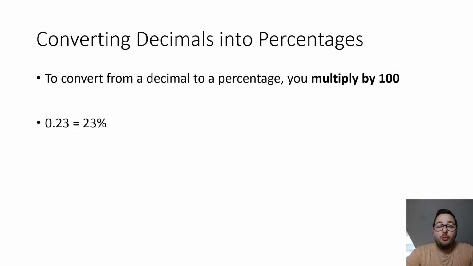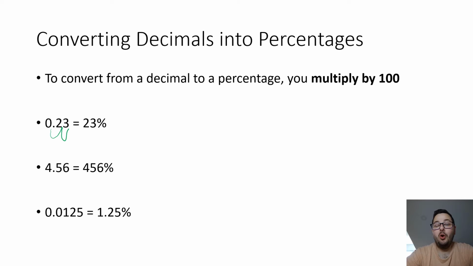So for example, 0.23 is the same as 23%. Now I will do another video on multiplying by 10, 100, 1000, etc. But to multiply by 100, a good trick is just to move this decimal point 2 places to the right, and that's going to give you that 23%. Similarly, we've got 4.56, that will give you 456%. And 0.0125 is the same as 1.25%. And again, we can just shift that decimal point twice to show you where the decimal point should be in your answer.